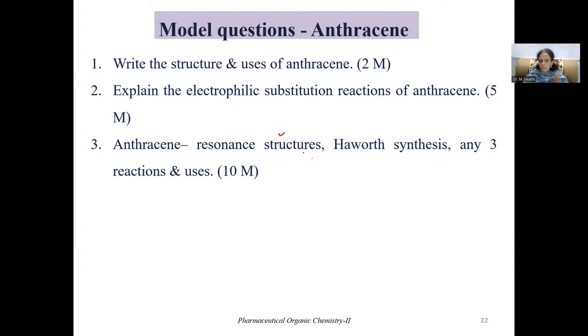As such, you may not get a question about the isomerism in anthracene or naphthalene or in case of phenanthrene. So that topic will be discussed usually so that you can easily understand the point of attack when it comes to the electrophilic substitution reaction. So these are a few important model questions, students. So with that, the chemistry of anthracene is completed.